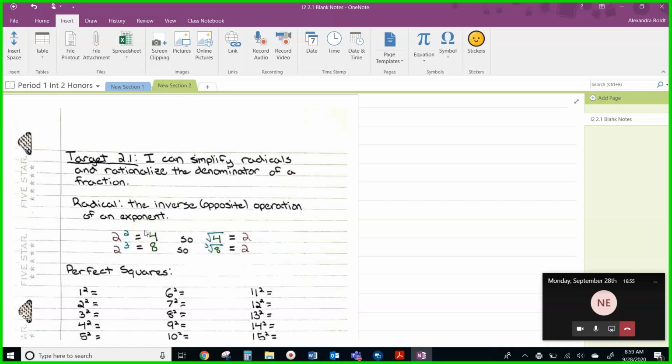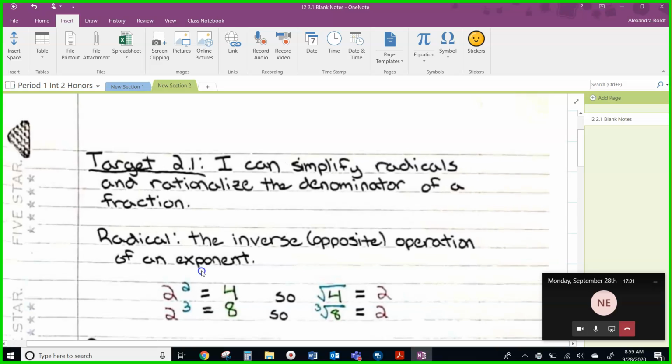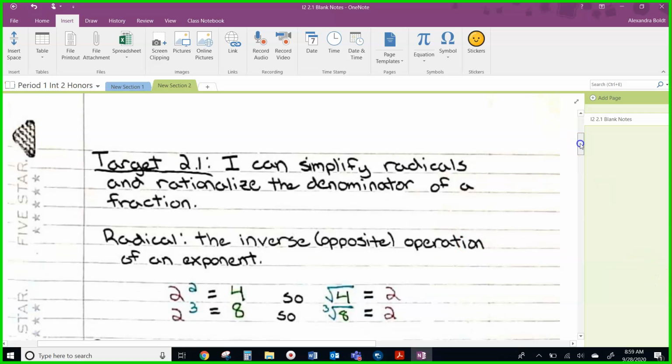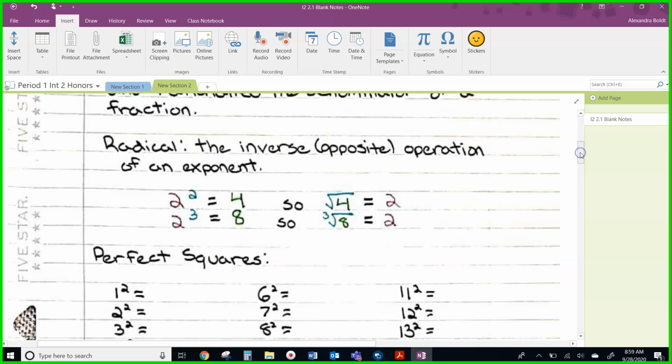So looking at target 2.1, what we're going to be working on today is I can simplify radicals and rationalize the denominator of a fraction. So the first thing we're going to look at is what is a radical.